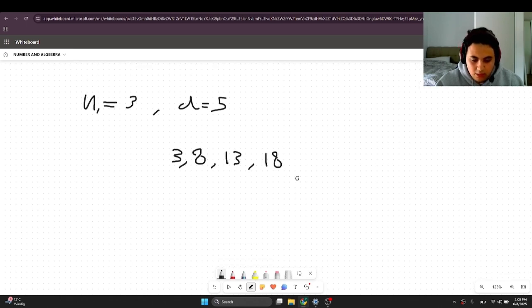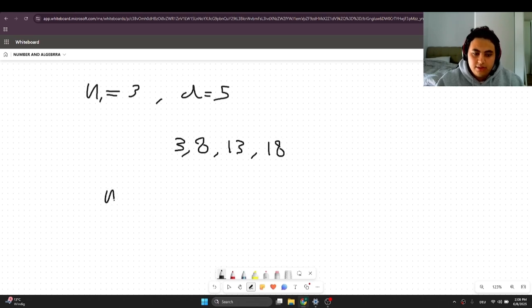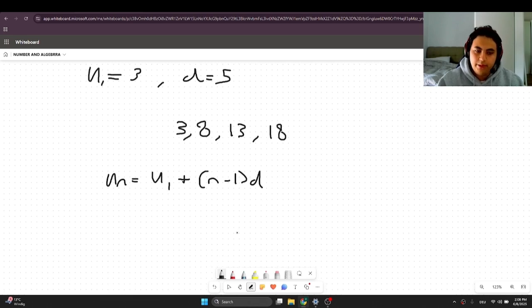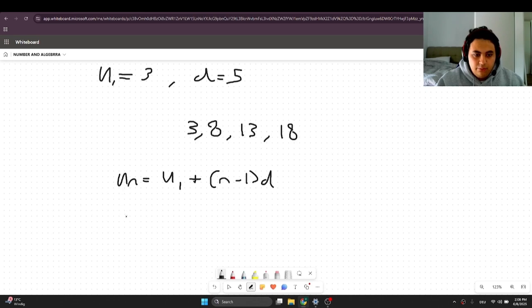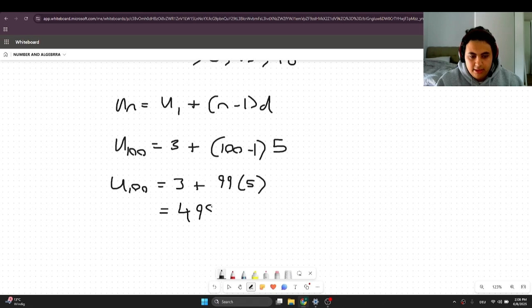Cool. Now, we need to find the 100th term. To keep on going to the 100th term is going to take a long time. So instead, we're going to use our formula: un is equal to u1 plus n minus 1 times d. Let's see what information we have. We want to find u100. u1 is 3 plus 100 minus 1 times d, which is 5. So u100 is equal to 3 plus 99 times 5, and this equals 498. So our 100th term of this sequence is 498.